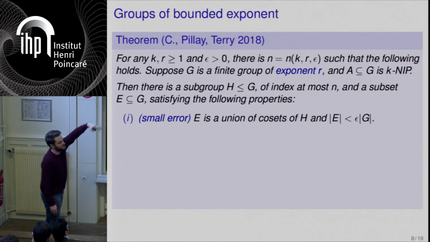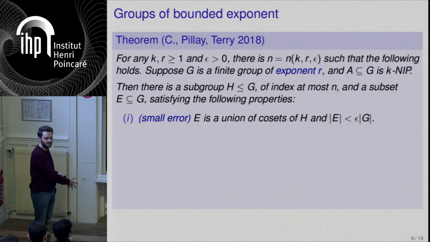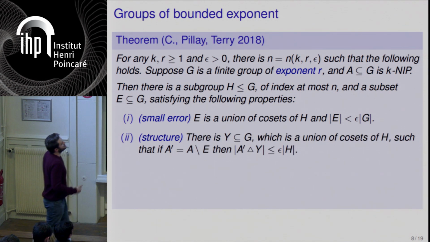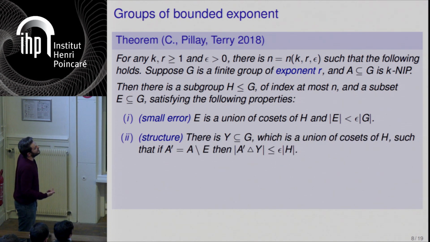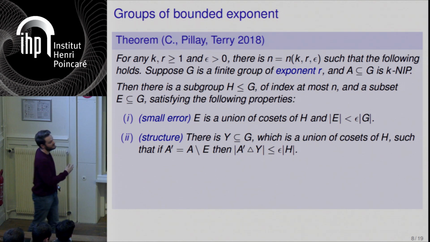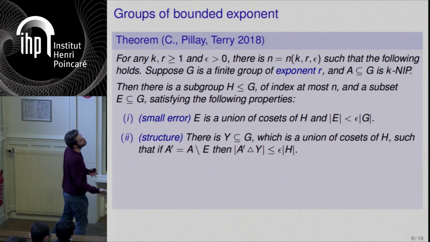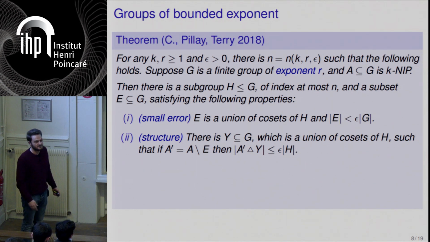And then the rest of it is basically what happens in the stable case, the structure and the regularity, if you ignore the error set. And so what do I mean by that? We get a structure statement. There is a subset Y, which is a union of cosets of H, such that it looks like A in the same way if I throw away the error set. If A prime is A subtract this error set, then the symmetric difference of A prime and this union of cosets has size at most epsilon times the size of H.